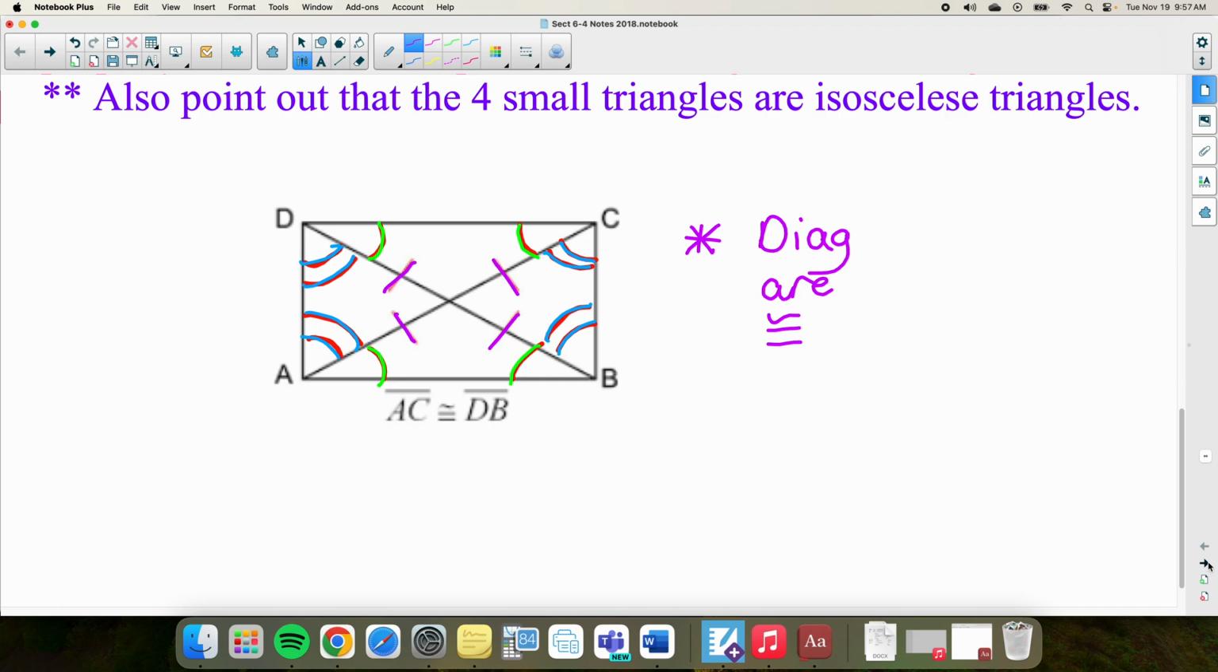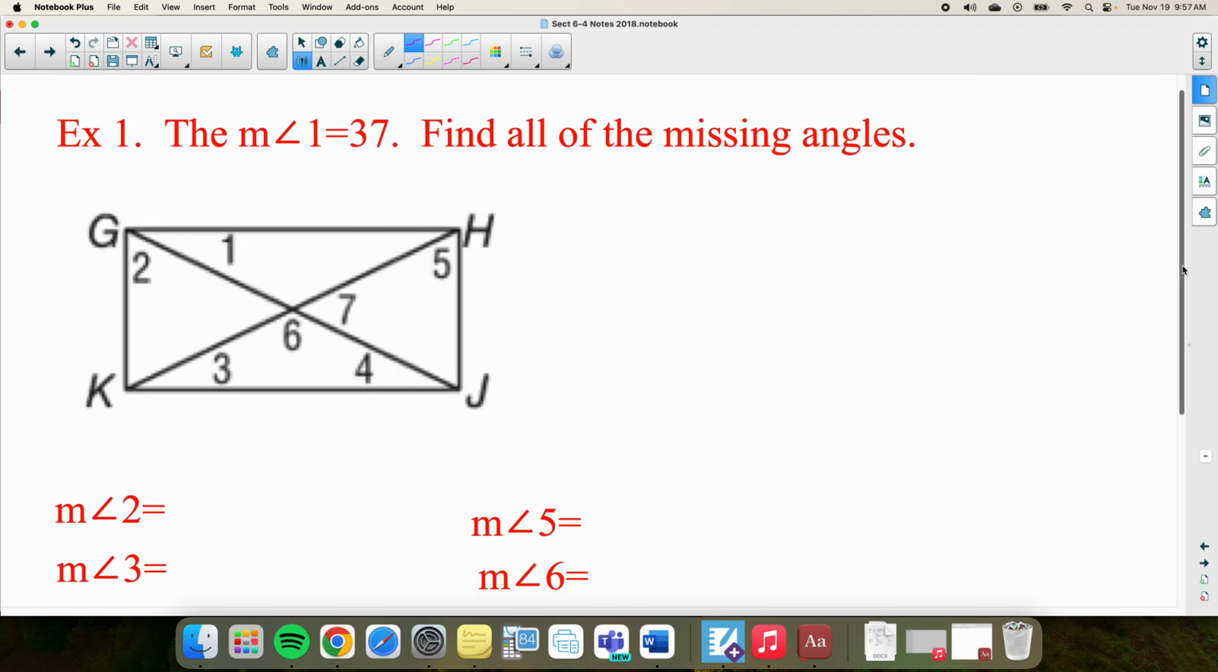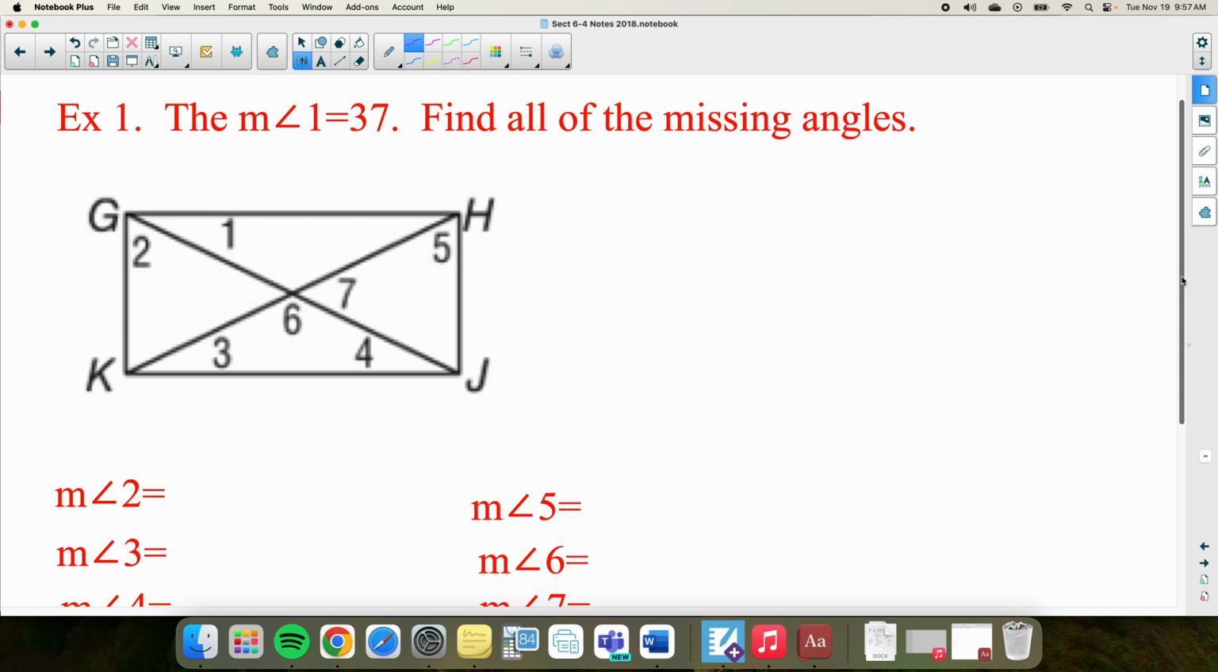Okay, so now what the rest of this is going to be is just using those rules that we just went over. So if you look here, notice how they tell us measure of angle 1 is 37. Okay? Everybody look up here. If this is 37, that makes this 37, this 37, and that 37. Okay, everybody get that?